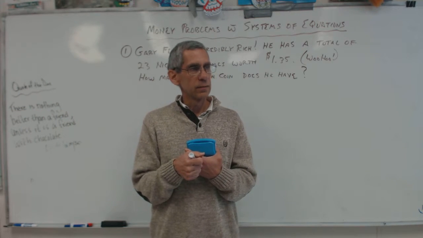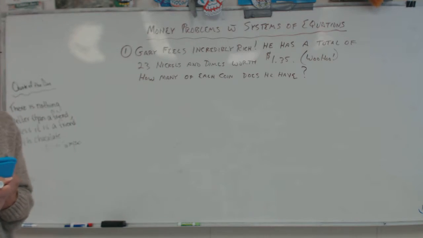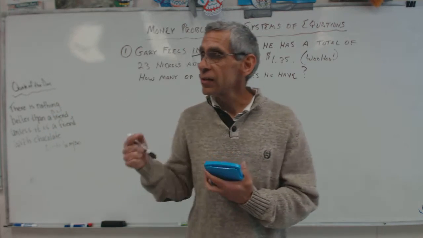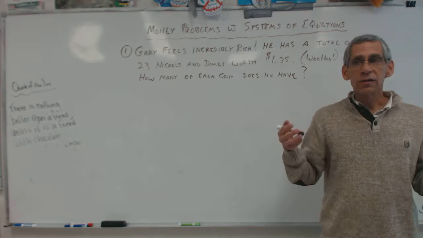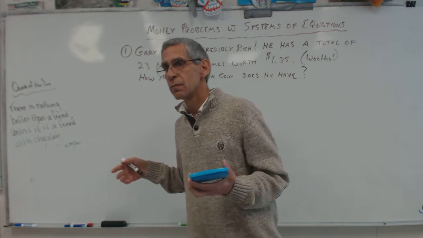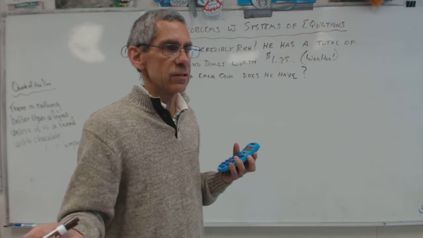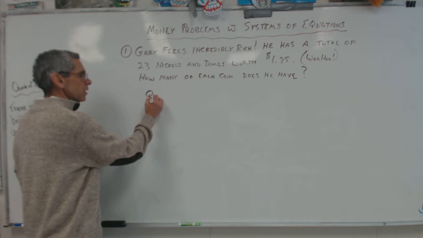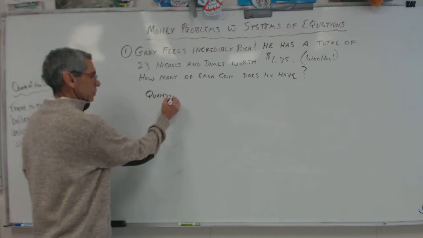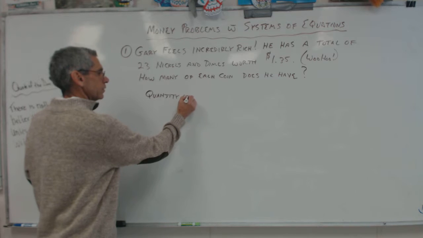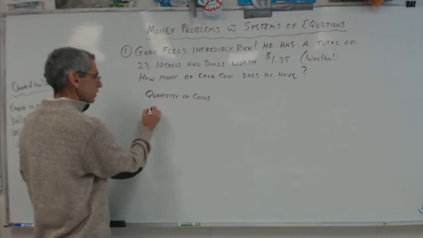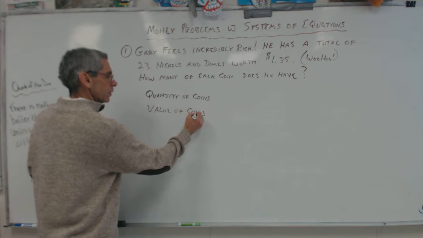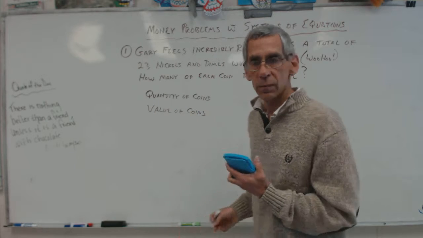So guys, really listen. Don't you just make the 2 problems quantity and value? Yes, these are just like the ones yesterday with the different candy bars or the different flowers, because you know that nickels are 5 cents and dimes are 10 cents. You're going to have one equation that is quantity of coins. That's n plus d equals 23. And the other one is going to be the value, the dollar amount of coins.